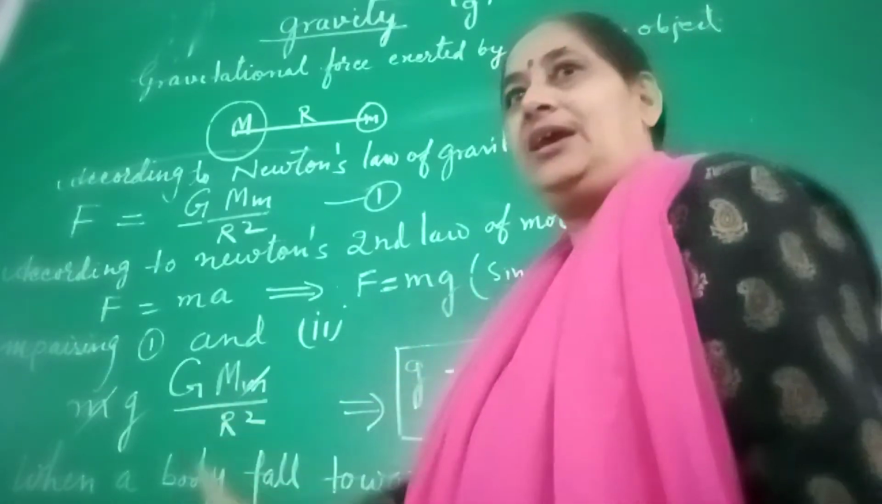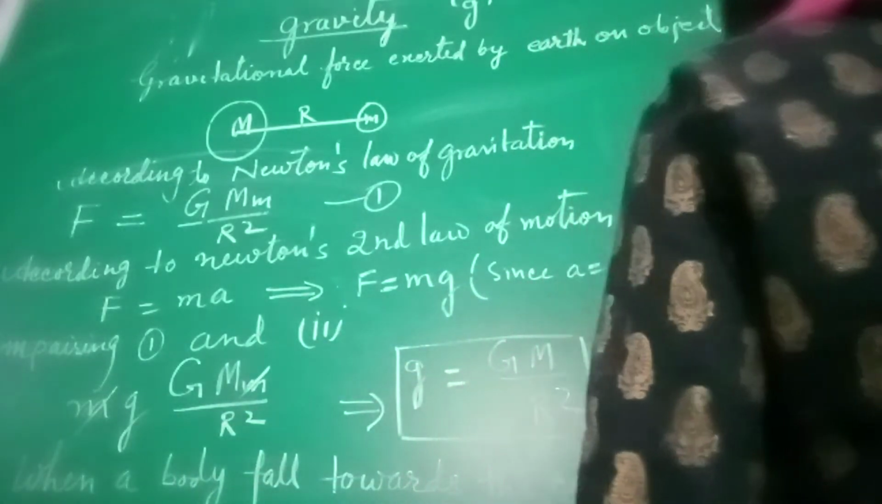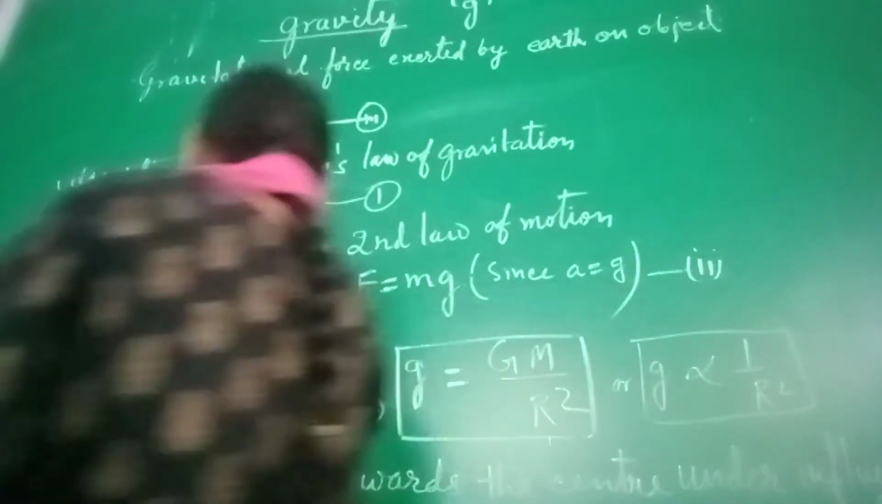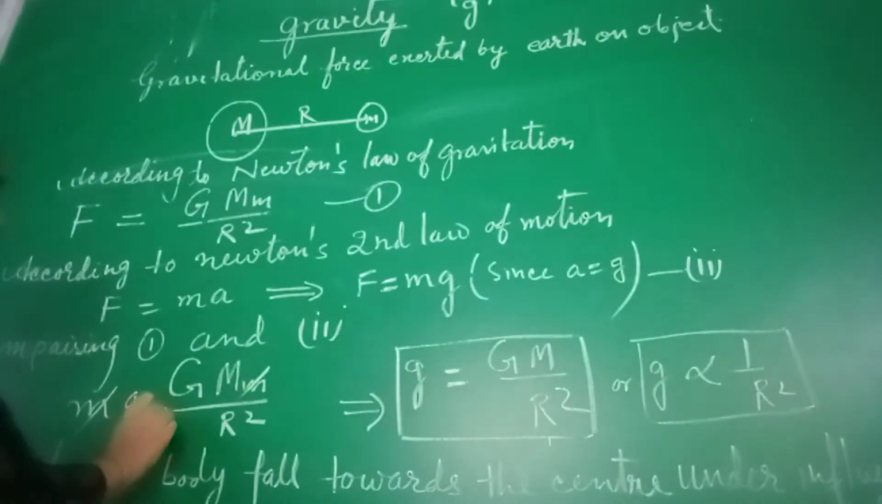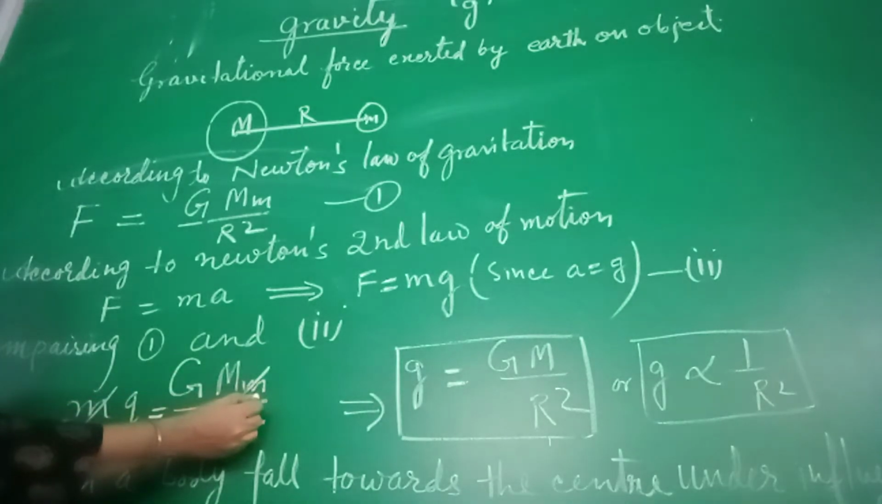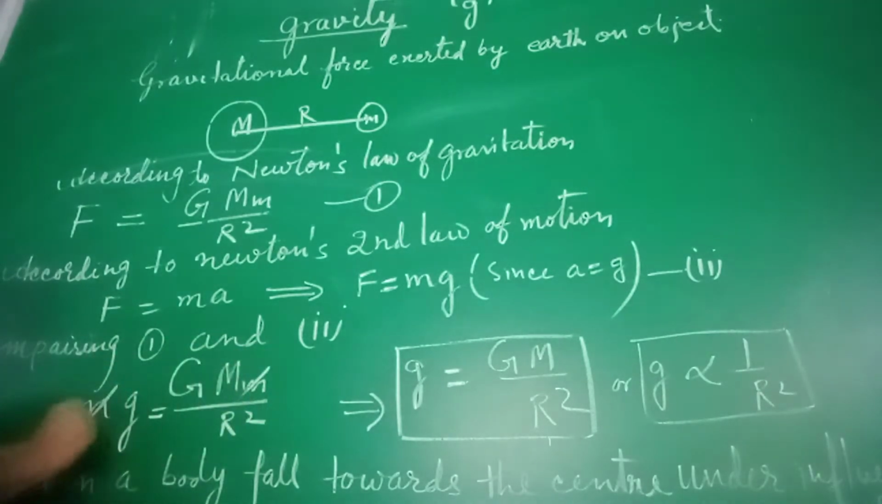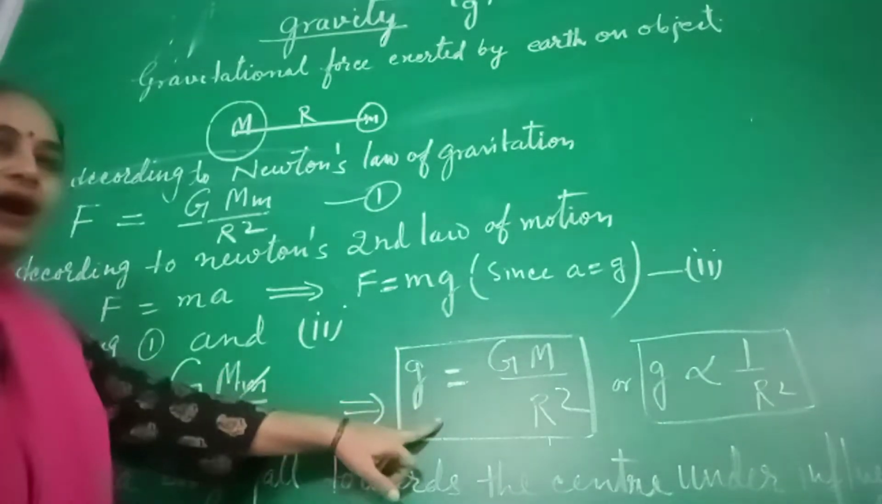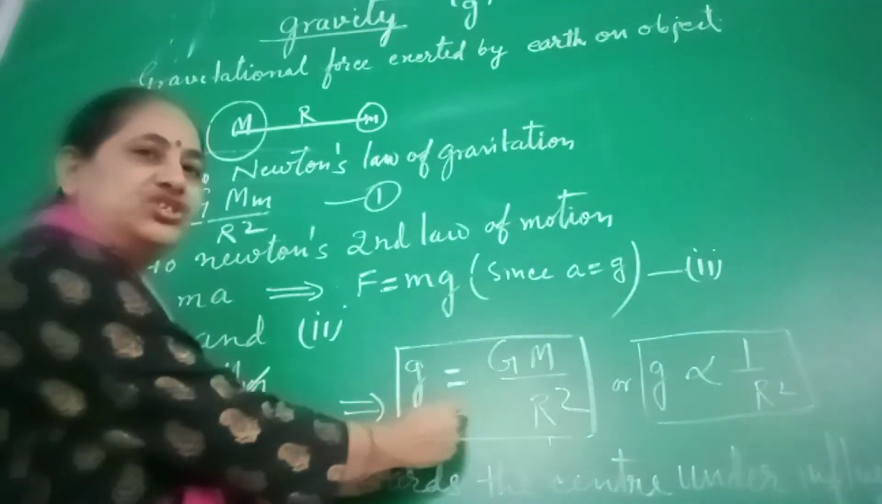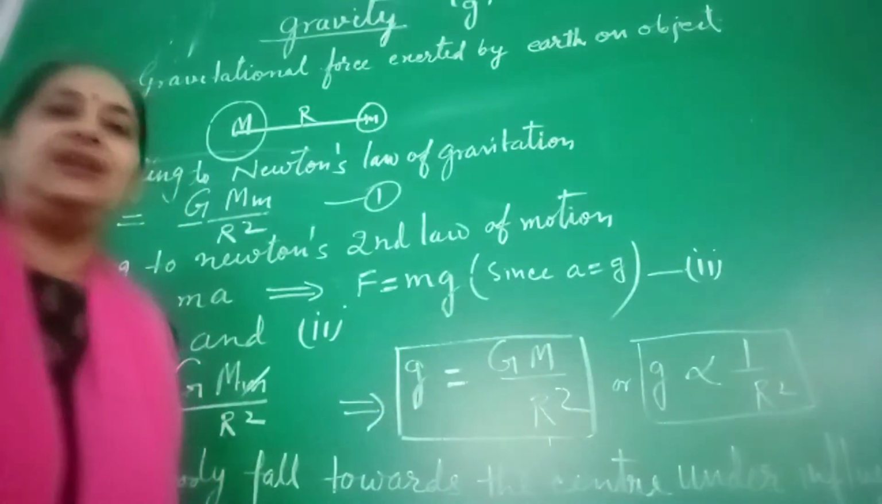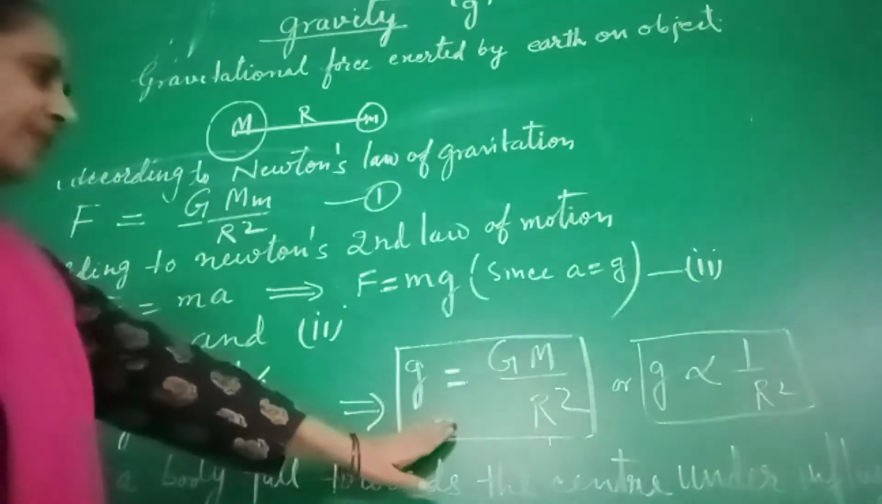So here you see mg equals GMm by r square. Here small m is the mass of the object, and here also small m is the mass of the object, so they will cancel. What is left behind is small g equals GM by r square. So this is the relationship between small g and capital G.